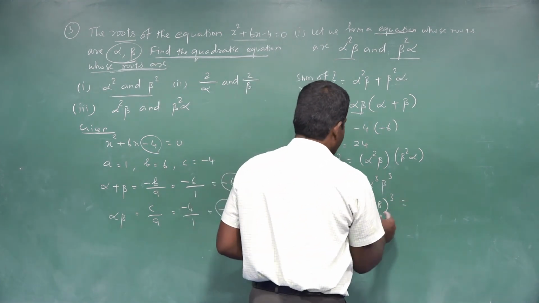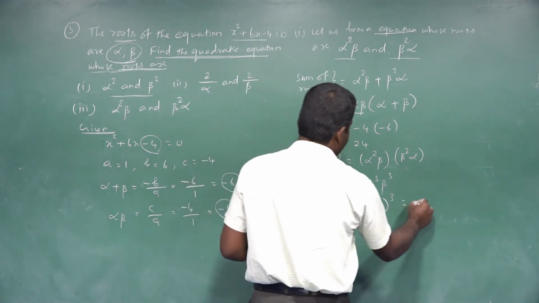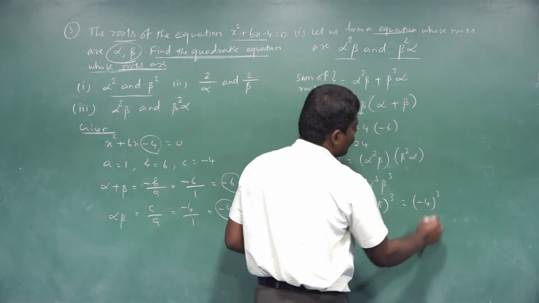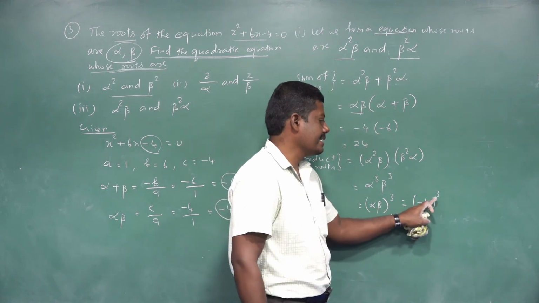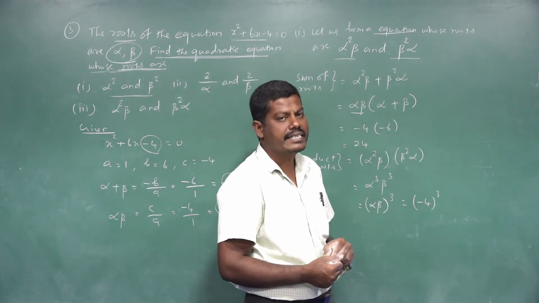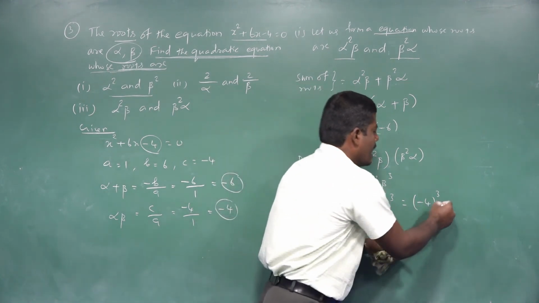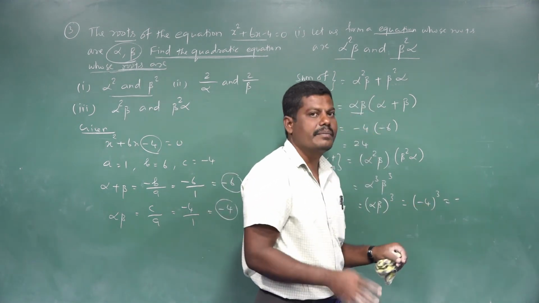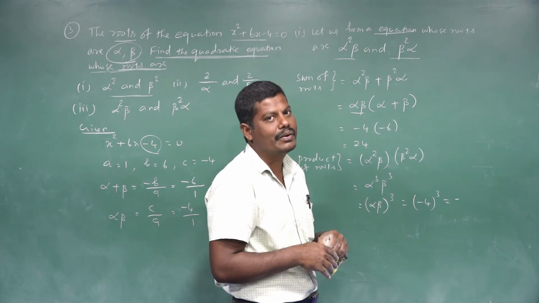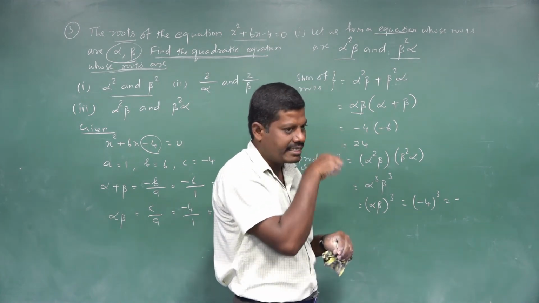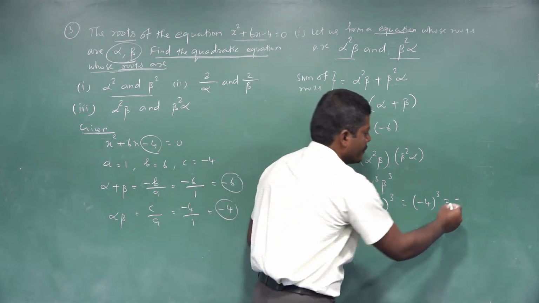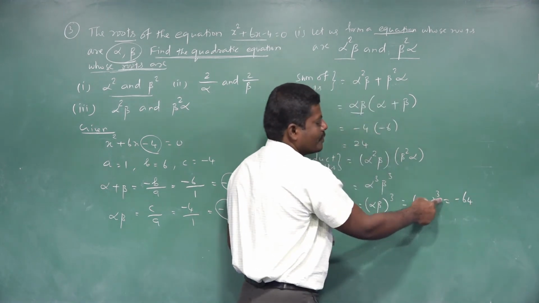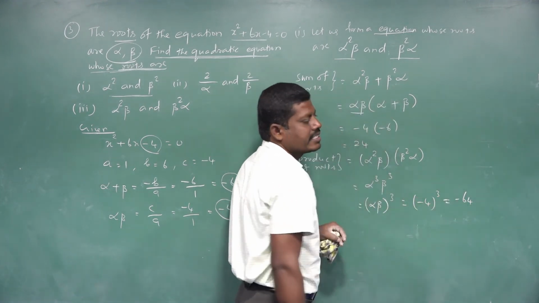This we can write: alpha beta value is minus 4, minus 4 the whole cube. So here minus has an odd power. Odd power means our answer becomes negative only. So 4 cube is nothing but 4 multiplied by 4 multiplied by 4. 4 fours are 16, 16 fours are 64. So minus 4 cube is nothing but minus 64.